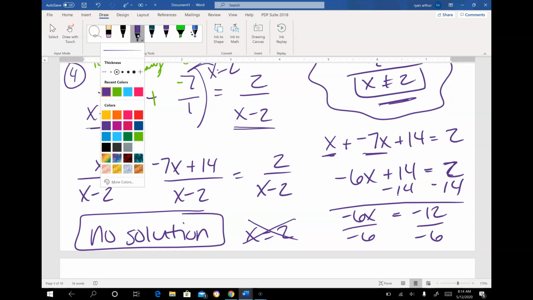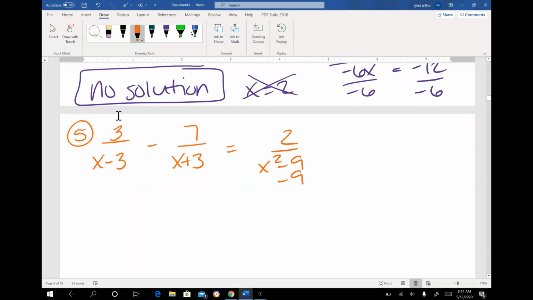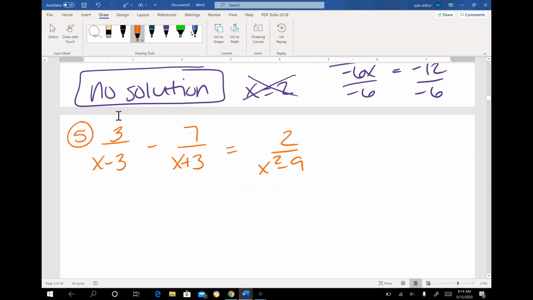Number 5 is next. So this one's going to be 3 over x minus 3 minus 7 over x plus 3 equals 2 over x squared minus 9. So there's multiple things we need to do right now. We need to do our keep, change, flip, change subtraction to addition, and then change the sign of the next numerator. So let's just make that a negative. We need to factor this x squared minus 9.